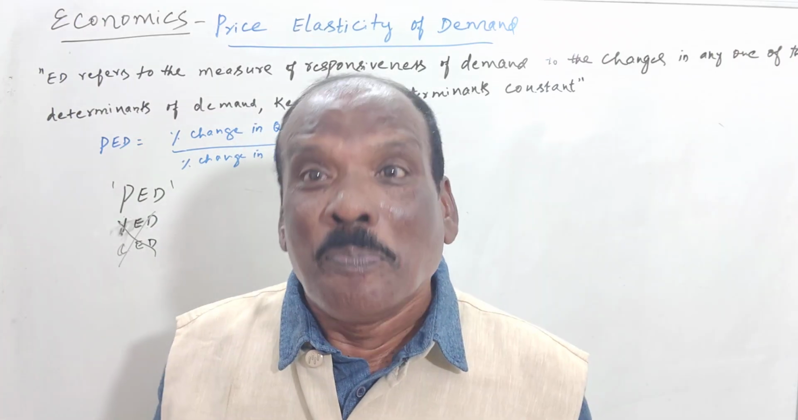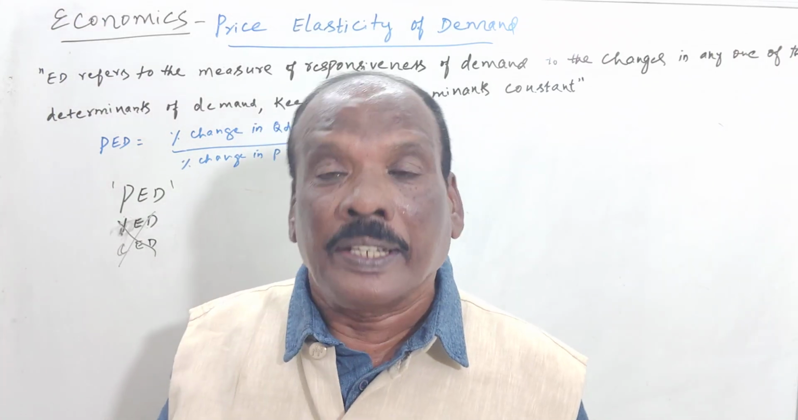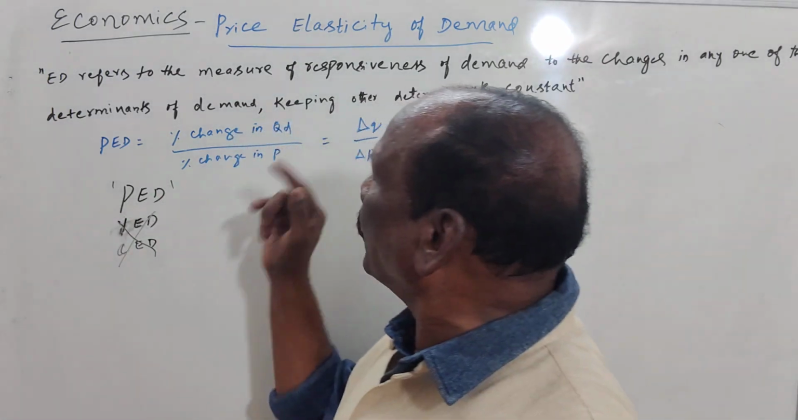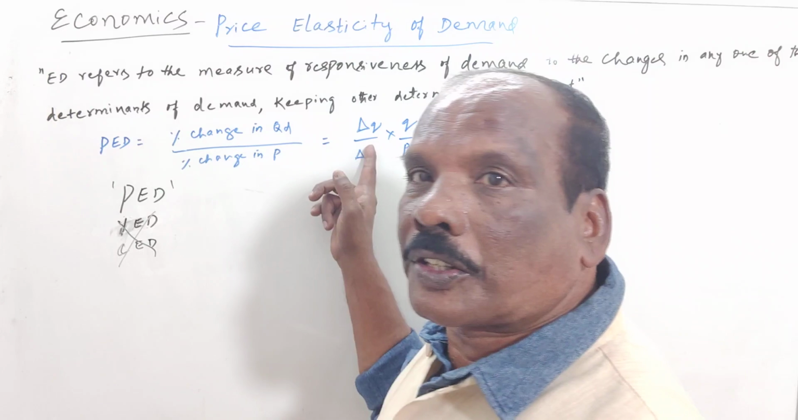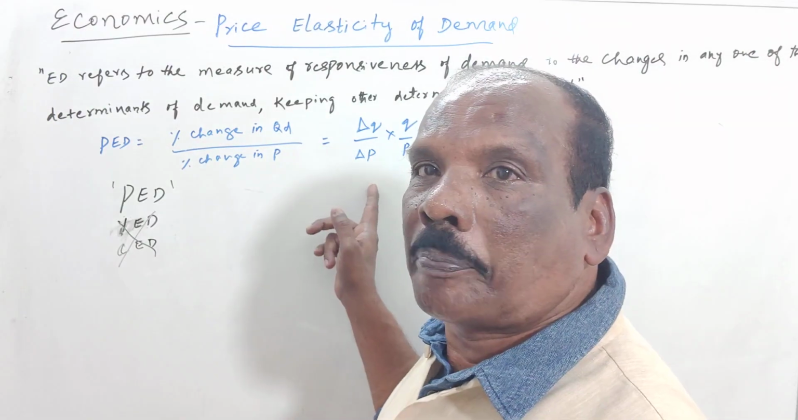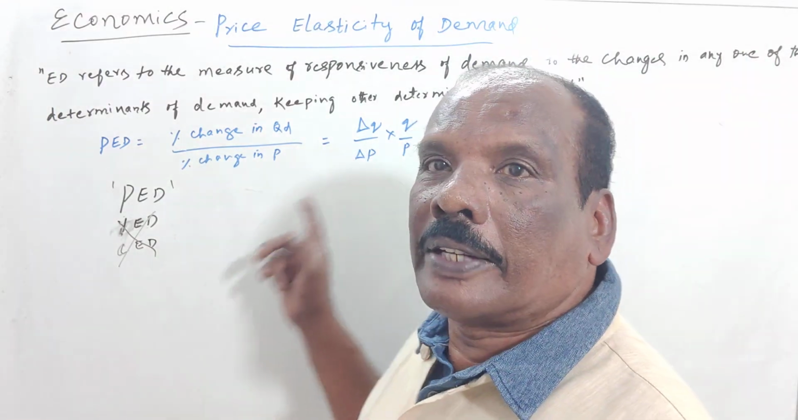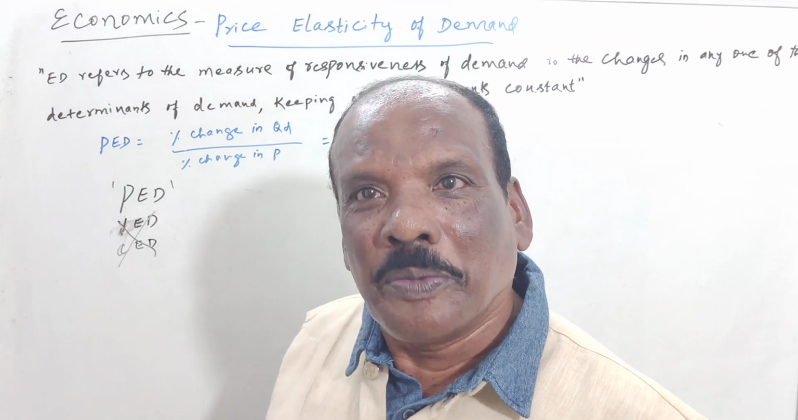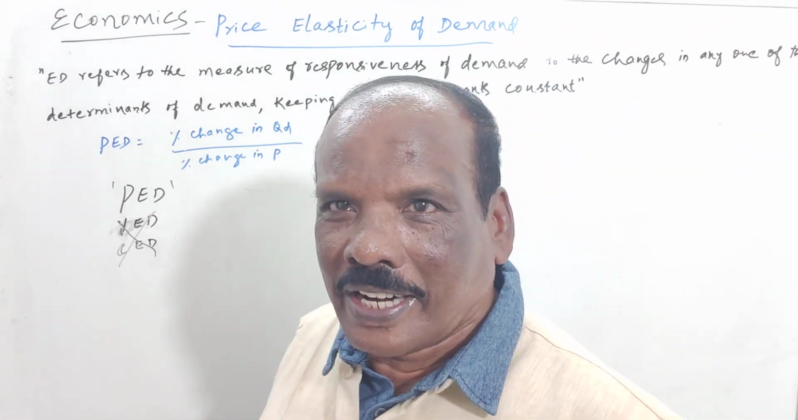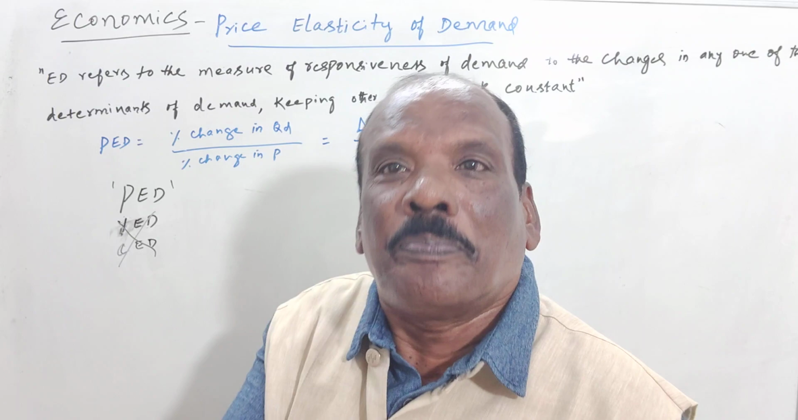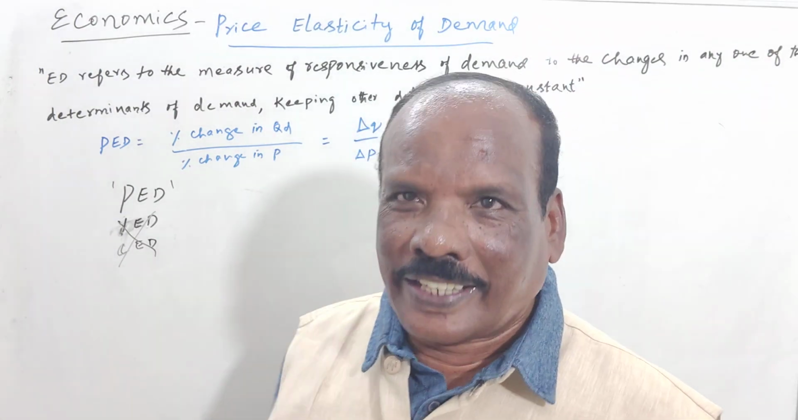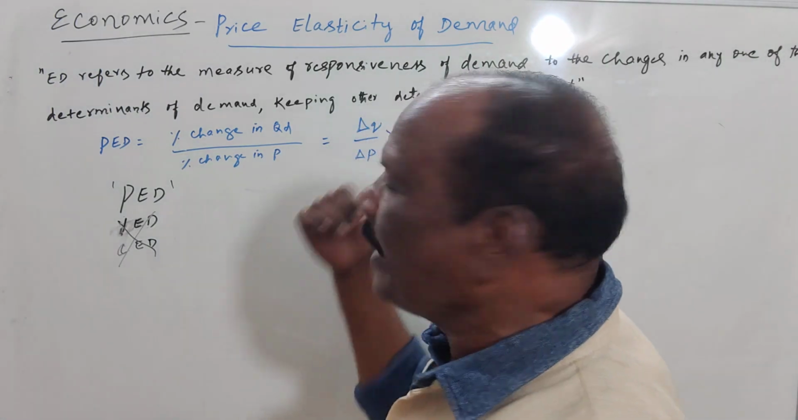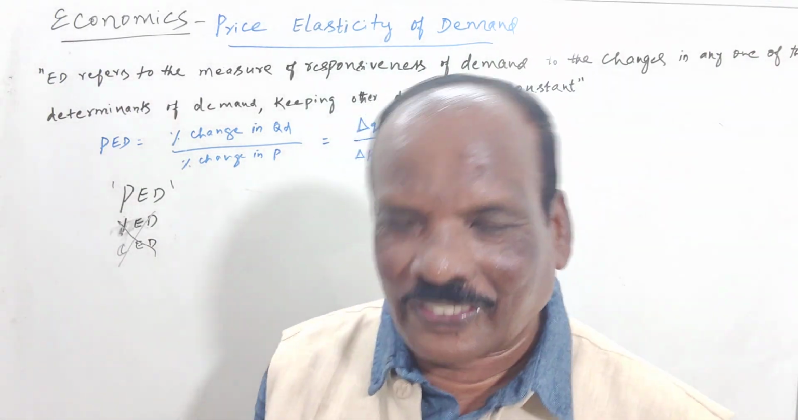Symbolically, algebraically, you can write this as, see, PED is equal to delta Q divided by delta P into Q divided by P. Delta Q means change in quantity demanded, delta P change in price of a commodity, and Q is the initial quantity demanded, and P is the initial price.